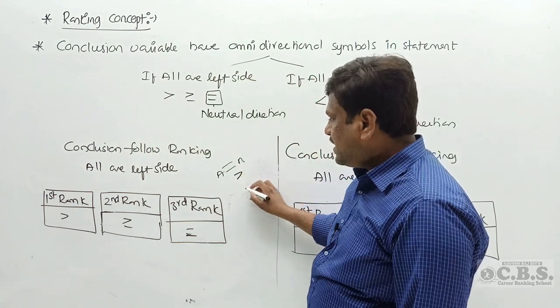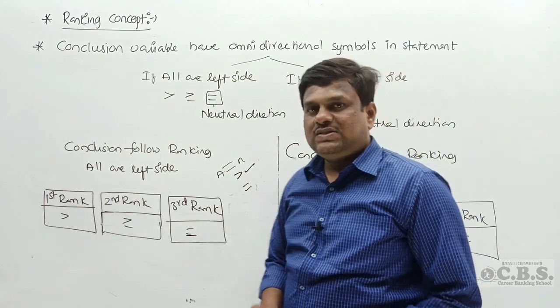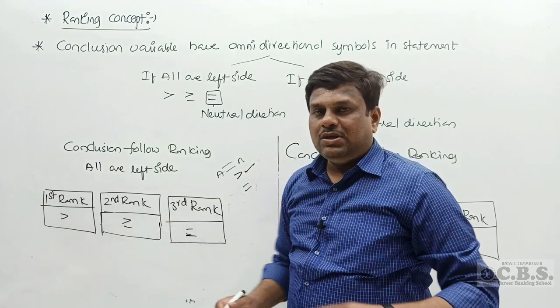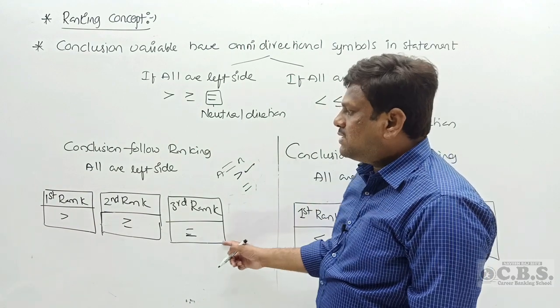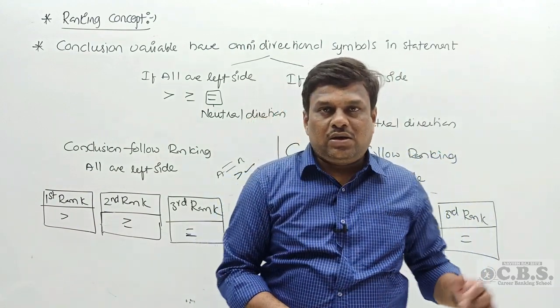If they contain first rank and third rank, what is the answer? First rank is the right answer. Okay, so this is a method you can easily learn for answering inequality conclusions. The same method, same scenario will apply to right hand side symbols.